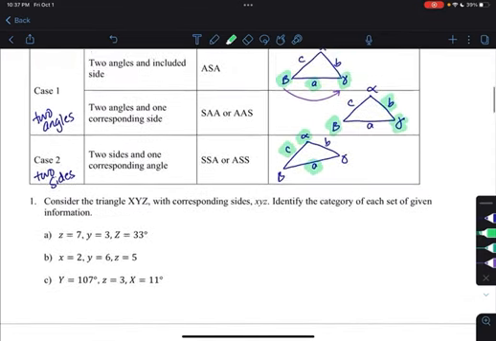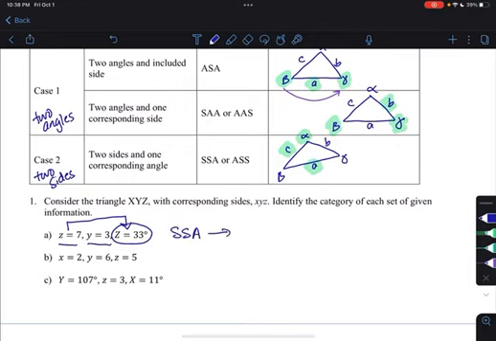Let's test our knowledge and see, given this information for this triangle XYZ, what triangle category are they describing? In this case, I know one angle. So if I know one angle, then I'm going to think maybe it's an SSA type, and then I can check. How do I know if it's an SSA type? Well, I have one angle and two sides, so I have that. And one of the sides is corresponding to the angle, so this is definitely SSA. Now, can I use law of sines on this? Yes.